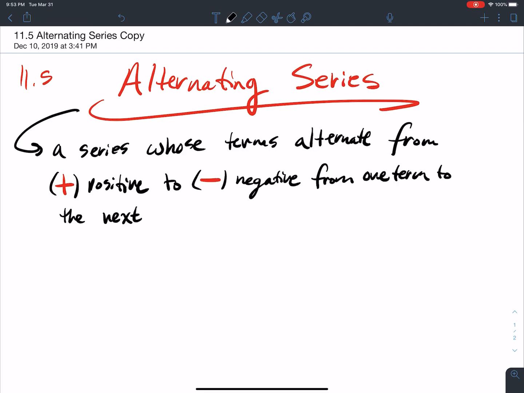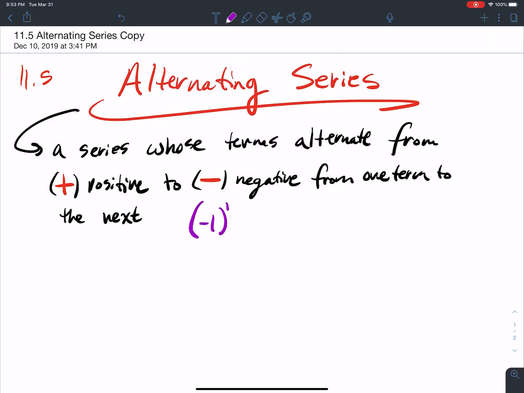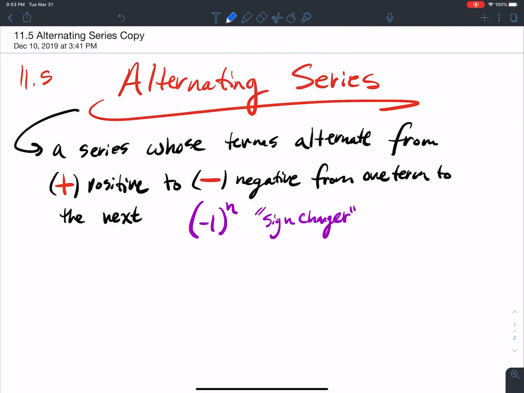Okay. When you see this -1 to the n, this is an alternator. I call it my sign changer. As n goes between even and odd, the power makes the -1 go from an odd number, which makes a negative number, to an even number, which makes a positive number. Okay?